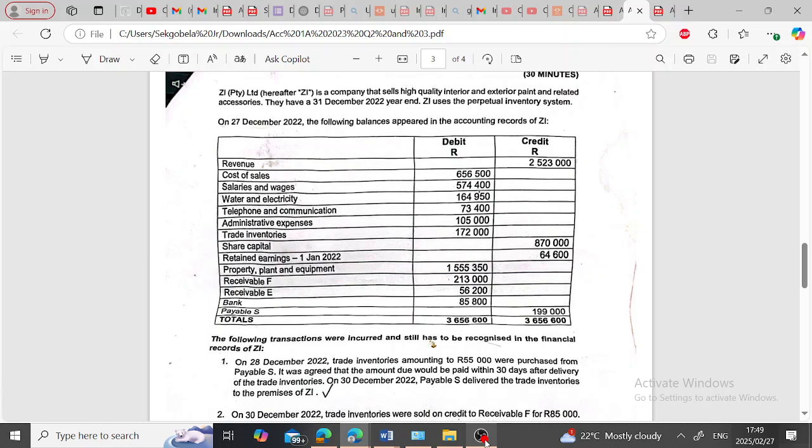Why? Because our assets increase on the debit side, just like our expenses increase on the debit side. So what's going to be credited? Our liabilities and what? And income. Fine. So when we are writing our opening balances, we're going to write them as is here, because they already gave us the figures. These figures play the role of our opening balances for the sake of this test.